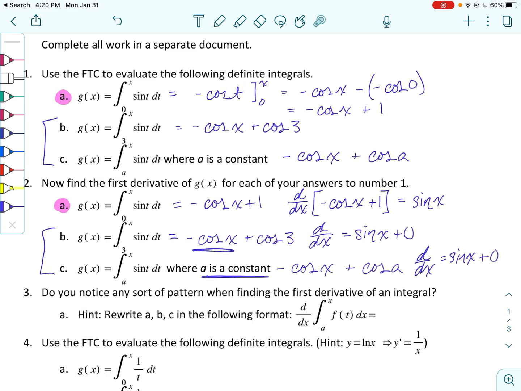So notice, what is the pattern that you see now if I were to write out the derivative with respect to x of the integral from 0 to x of sine t dt? Well, you already found that that's equal to sine x when we put together A and B. So I want you in 3A to tell me what kind of pattern do you see?